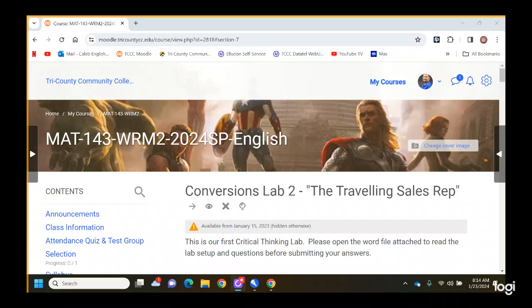All right, so let's pull up the Conversions Lab 2 again. Does everybody have a copy, at least a hard copy of this if you wanted one? All right, I'm going to hang on to this just to be on the safe side.